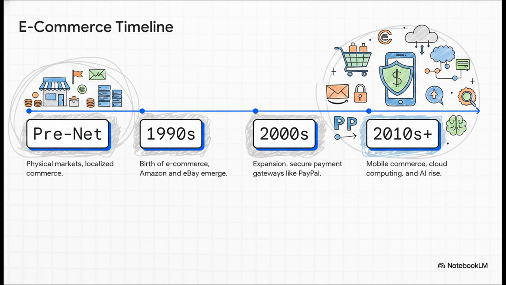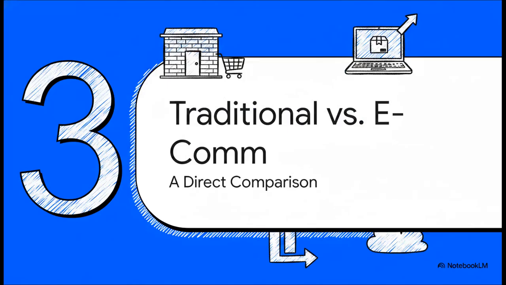But then the 2000s brought a massive paradigm shift with secure payment gateways like PayPal. Suddenly, people felt safe. Jumping into the 2010s and beyond, we get the absolute explosion of mobile commerce, cloud computing, and AI algorithms that, let's be honest, seem to know what you want to buy before you even do. Which brings us to Section 3, traditional versus e-commerce.